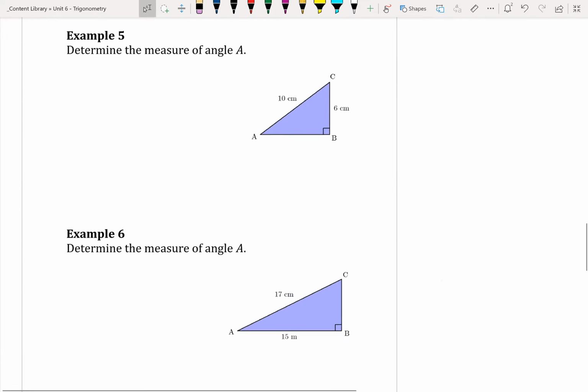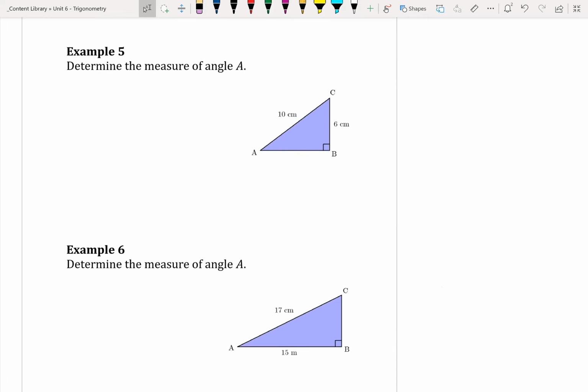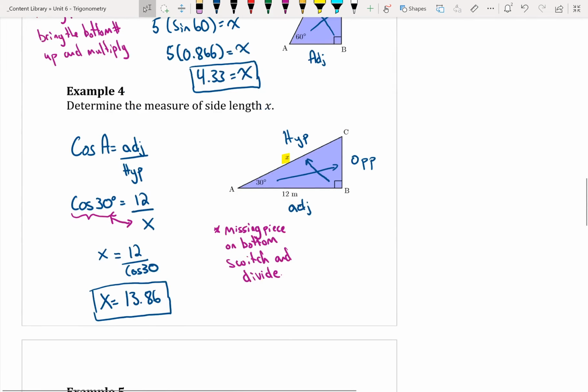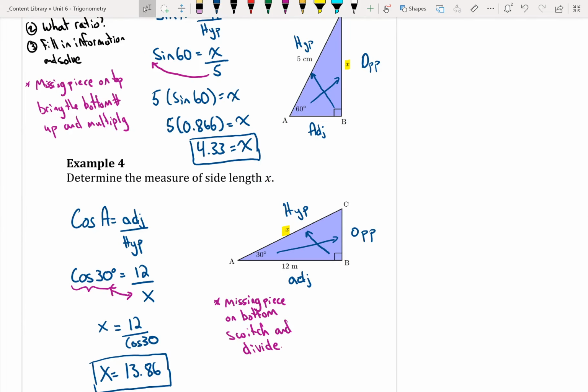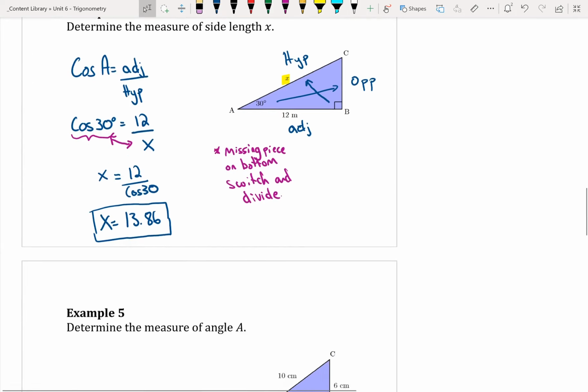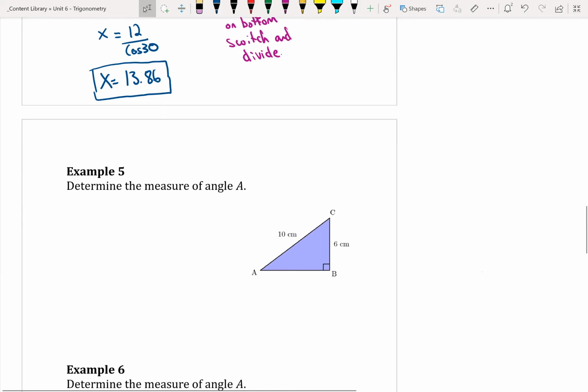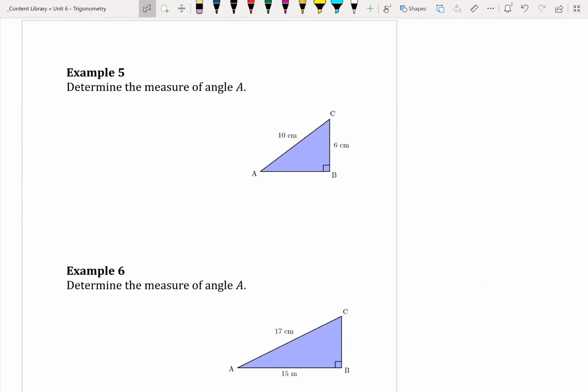In our next two examples, what we are going to do is solve for an angle. And solving for an angle is relatively easier because it's going to be the same calculation no matter what sides you're given. Whereas in the last ones, we had two different ways of solving. Either we bring it up and multiply, or we switch and divide. For finding an angle, the process is going to be the same no matter what.